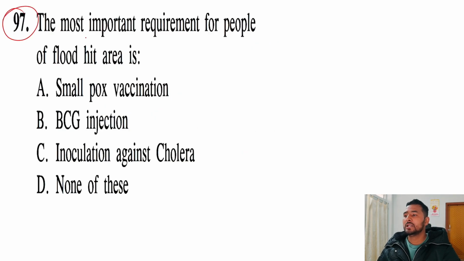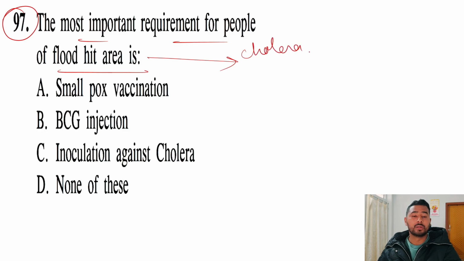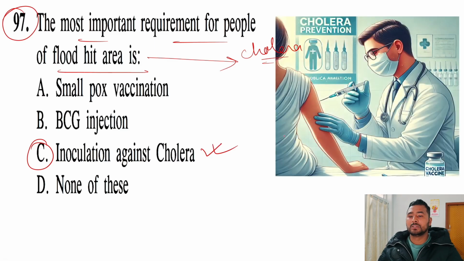Let's go for the next question. 97. The most important requirement for people of a flood hit area. Remember, when there's a flood, there's a high chance of getting cholera. It's a disease, cholera. So what do we need? We need vaccination for cholera. That is option number C, inoculation against cholera. So this is the cholera vaccine. You can see this doctor is giving vaccination to this lady.